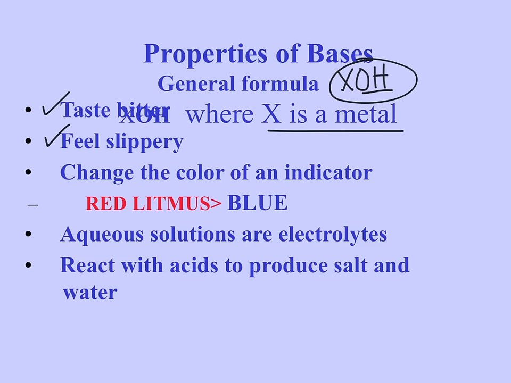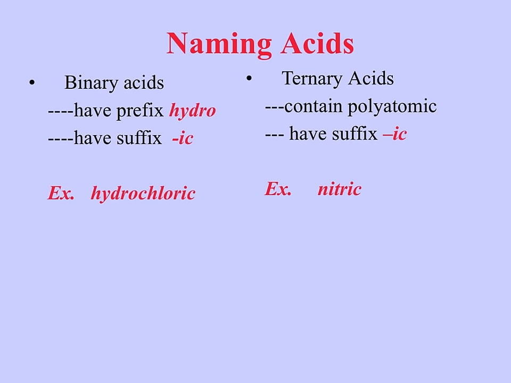And then notice that it will turn the litmus paper blue. Your aqueous solutions are also electrolytes, so your bases will also conduct electricity. And then this is similar to what we saw on the acid page, reacts with acids to produce salt and water. Okay, so that's the acid plus base gives you salt and water. So you should make sure that you know the difference between the properties of acids and the properties of bases.